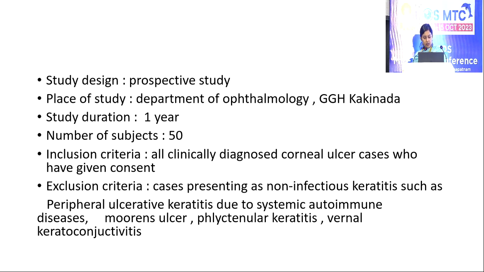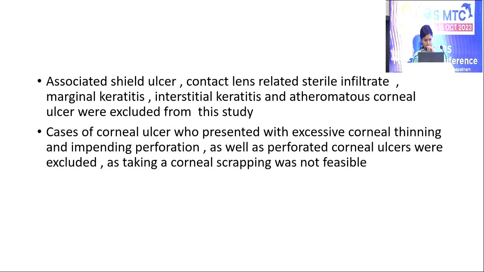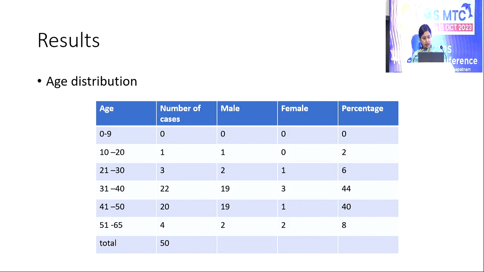Study design: it is a prospective study done in the Department of Ophthalmology, GGH Kakinada for 1 year in 50 patients. Inclusion criteria: all clinically diagnosed corneal ulcer cases who have given consent. Exclusion criteria: all the non-infectious keratitis like PUK, VKC, Gordon's ulcers, associated shield ulcer, contact lens related sterile infiltrate, marginal keratitis, interstitial keratitis were excluded. Cases of corneal ulcer presenting with excessive corneal thinning and impending perforation as well as perforated corneal ulcers were excluded, as taking corneal scraping was not feasible.